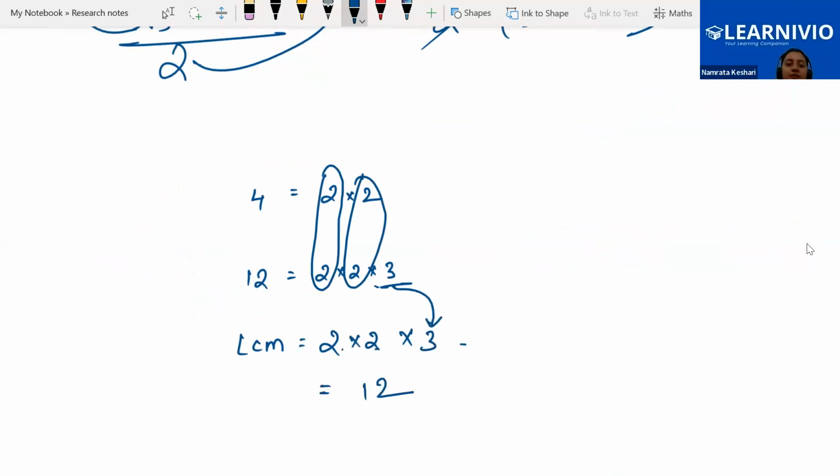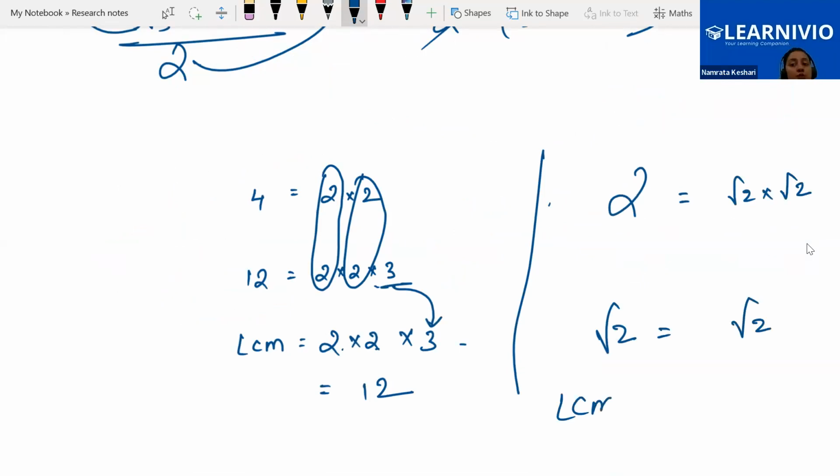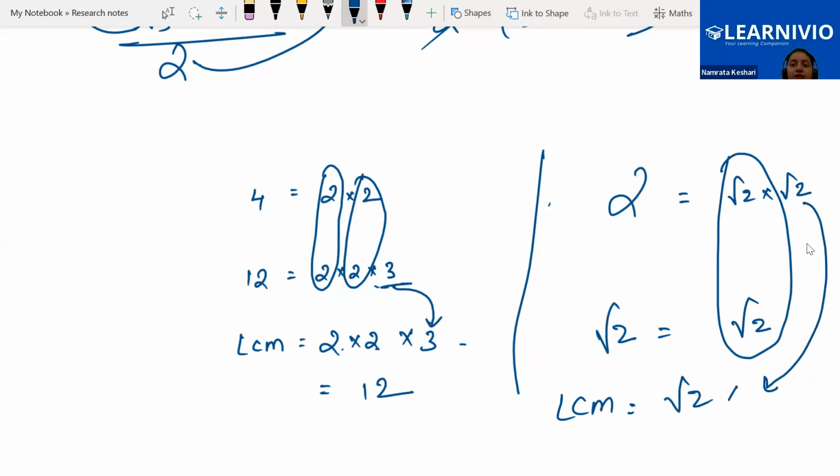What will be the LCM of 2 and root 2? So 2 means root 2 into root 2. Root 2 means only root 2. LCM means the common and then the extras. Getting it? Yeah. LCM is just 2. Getting it? Is it crystal clear, Junaid? Yeah, I understand this now.